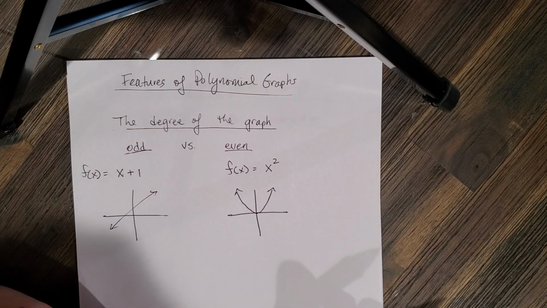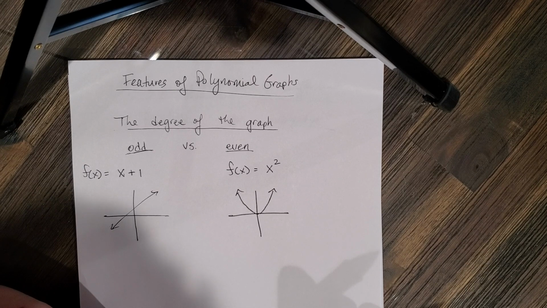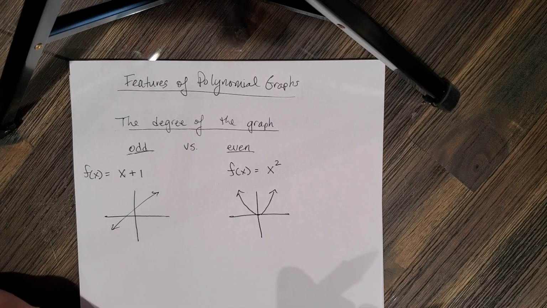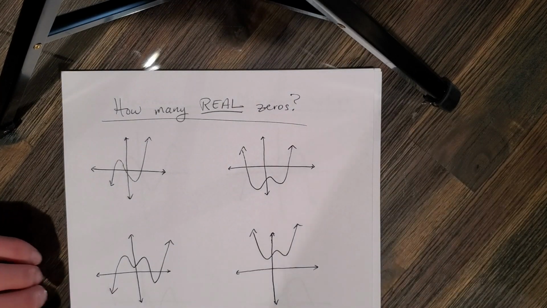All right, guys. Today we're going to start a very short lesson for this week before we start our review for finals. This is called the features of polynomial graphs. So if we were to draw graphs of all the polynomial functions that we've been working with, we'd end up with graphs that look like this.